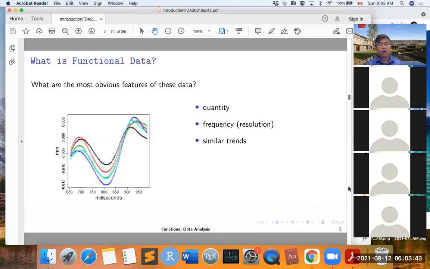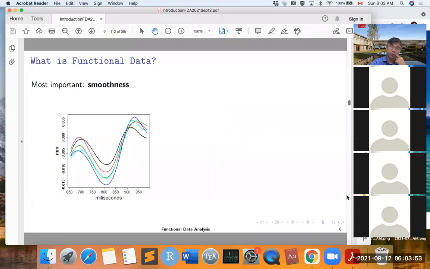Also, all these functions will have a similar trend. For this example, you can see the trends of these curves are pretty close. The most important feature of functional data is that we assume all these curves are smooth functions of time. By smooth function, I mean the derivative of the function is also continuous.